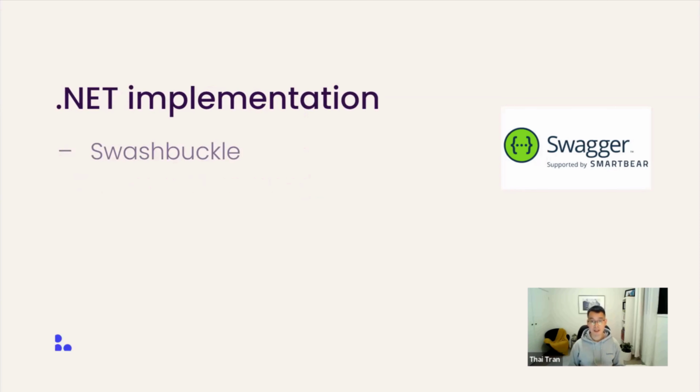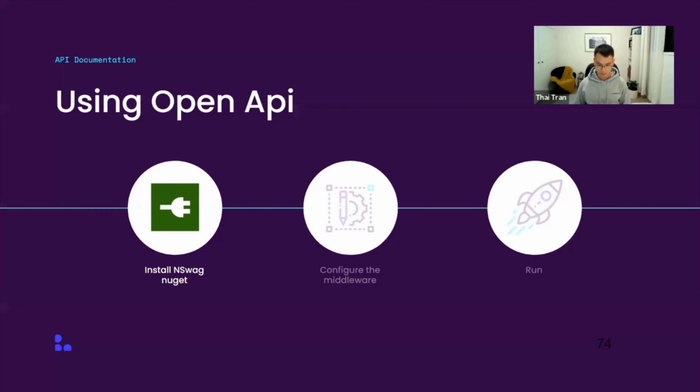And the two main implementations for .NET are Swashbuckle and NSwag. So I use both of them. They are very similar. The only difference is that NSwag is only supported in .NET Core. So let me show you how you can install and use NSwag to enable Swagger for your application. To install and use Swagger in .NET Core, you can achieve it in 3 simple steps: install the NSwag NuGet package, configure the middleware, and run the application.